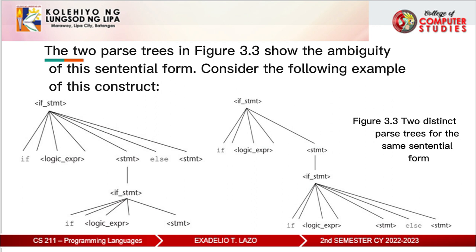The problem is that if the left parse tree in figure 3.3 is used as the basis for translation, the else clause would be executed when done is not true, which probably is not what was intended by the author of the construct.